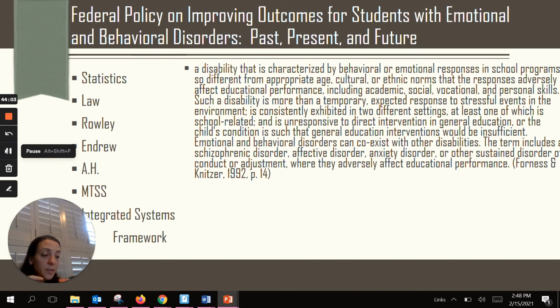MTSS, the multi-tiered system of support, should be used to help early identification of students. That's the best chance we have to have that universal tool. And then the integrated system framework integrates positive behavior support, the school, and community mental health. So they have to have all 3 of those working together to have some good wraparound services to ensure that the student with the emotional behavioral disorder is actually making some progress, not only in school, but also personally and at home.